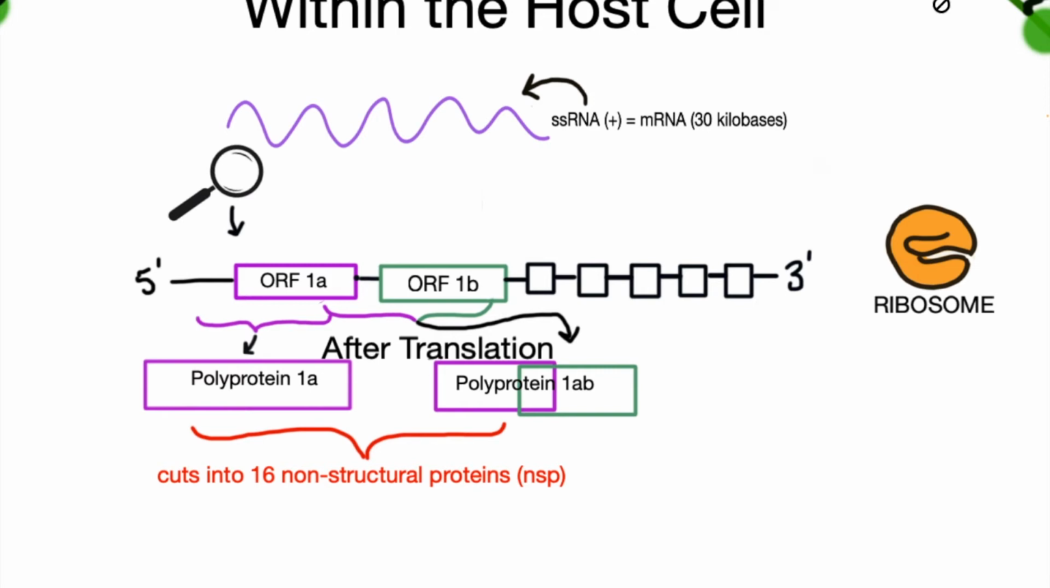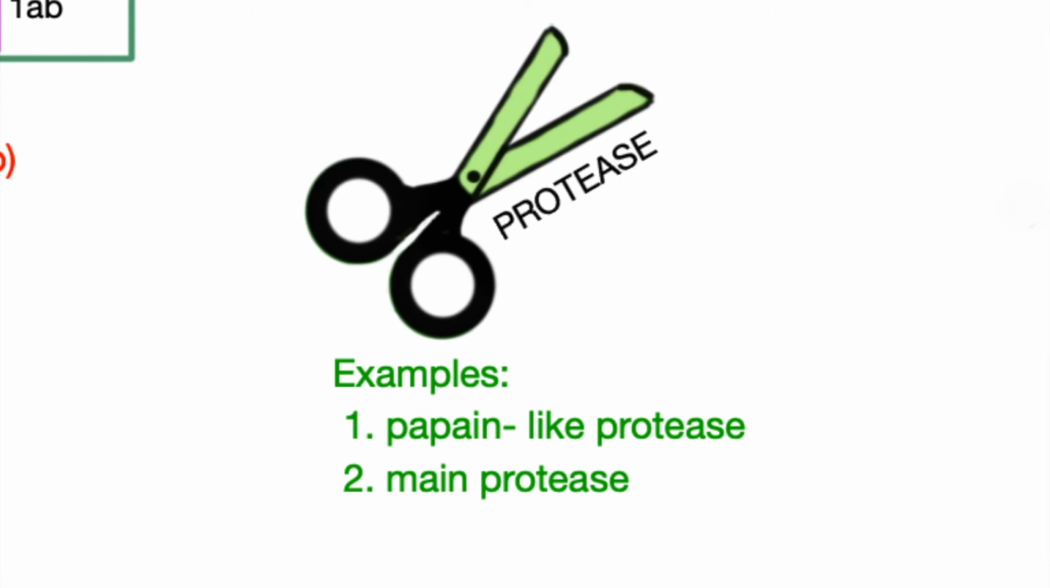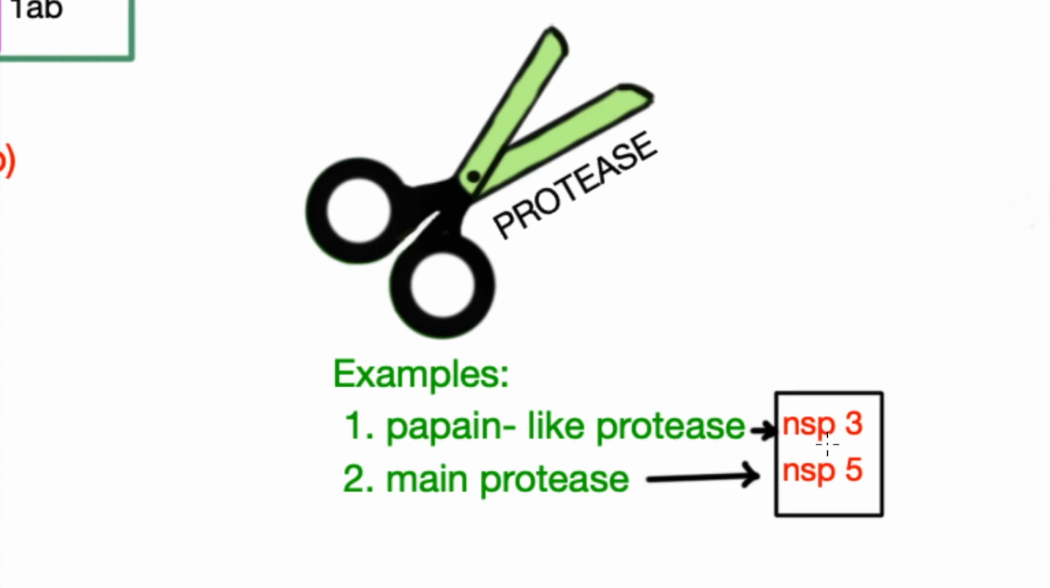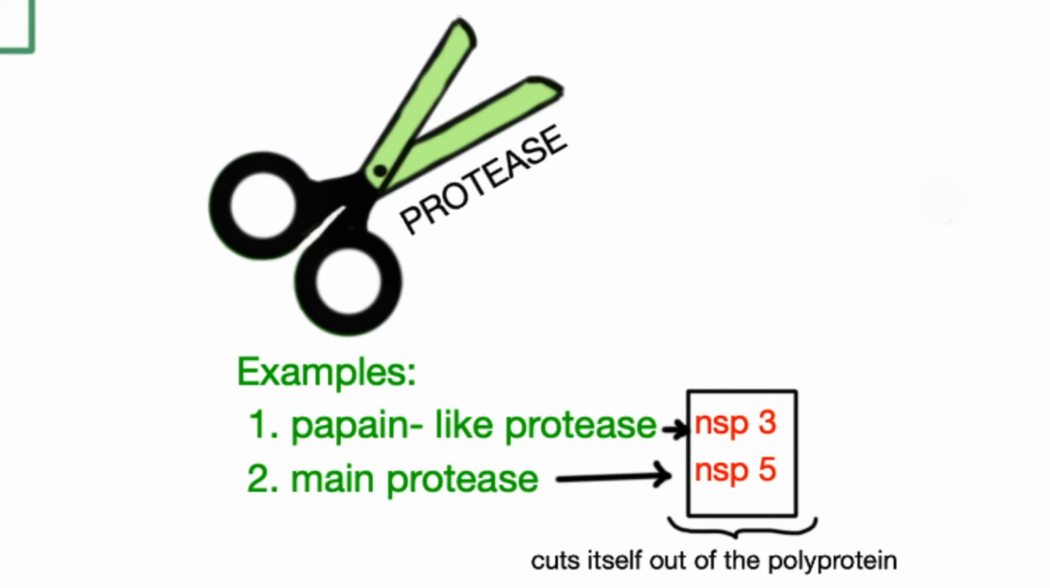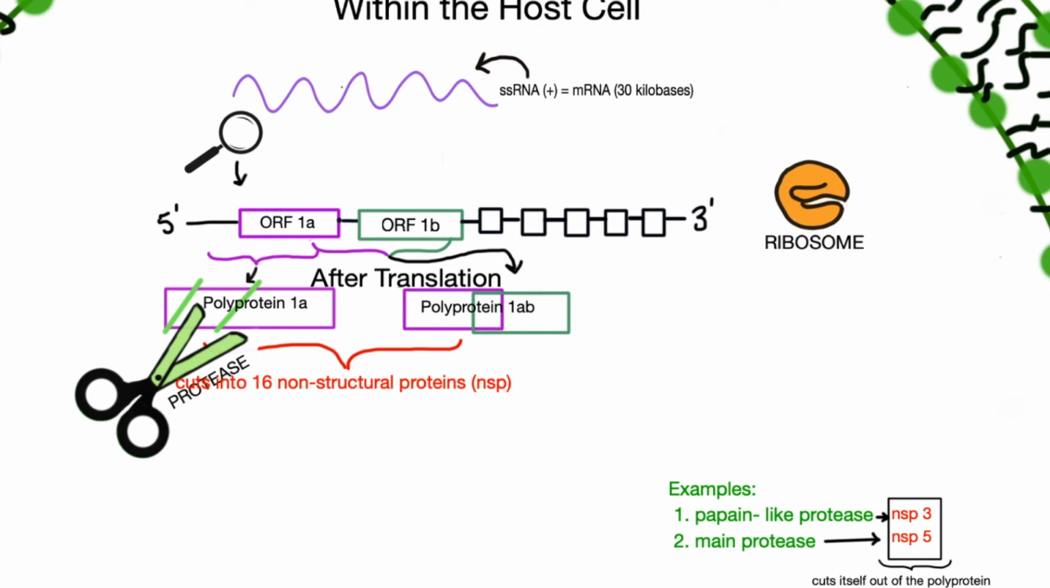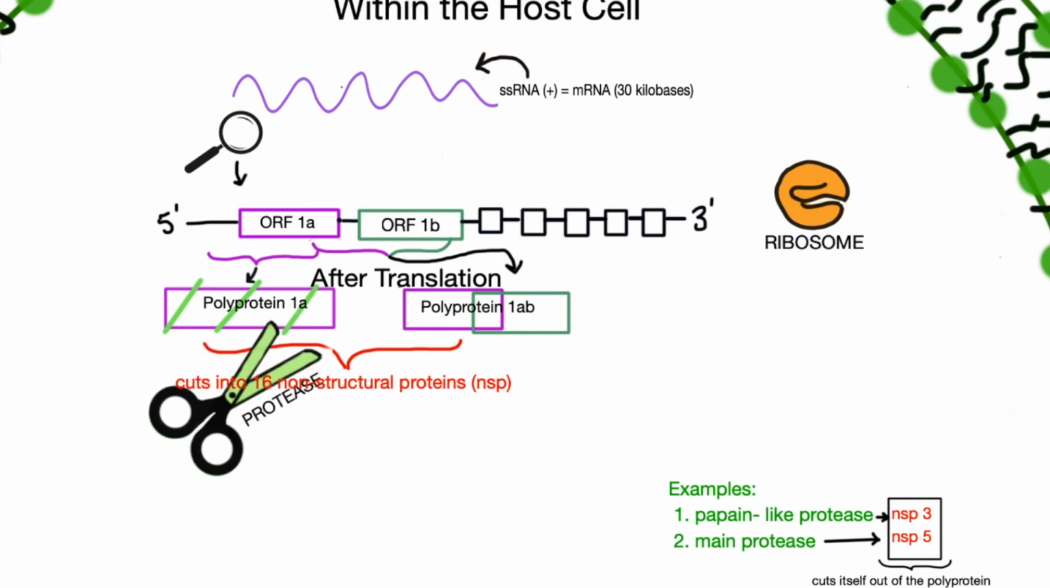You may be wondering, what exactly is cutting these polyproteins? They are being cut by 2 proteases called papain-like protease and main protease. It is important to note that these proteases themselves are non-structural proteins, specifically NSP3 and NSP5. However, unlike the other non-structural proteins, these proteases are able to cleave themselves off the polyprotein without any help. After they are lysed, they will act like scissors to cut the other non-structural proteins from the polyprotein.